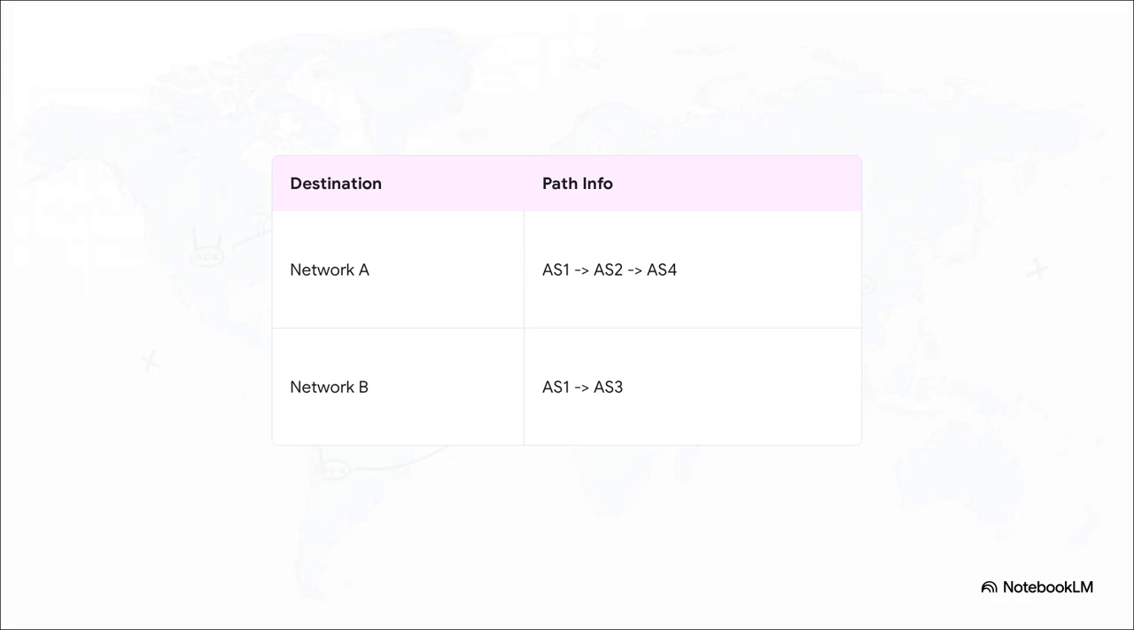Now, what's really interesting about this slide is how a path vector table maps a destination network directly to its precise sequence of routers. On one side, we have the ultimate destination, say Network A. On the other, the precise path. To reach Network A, data must jump from Autonomous System 1 to 2 and finally to 4. Every destination is mapped directly to its exact sequence of hops.